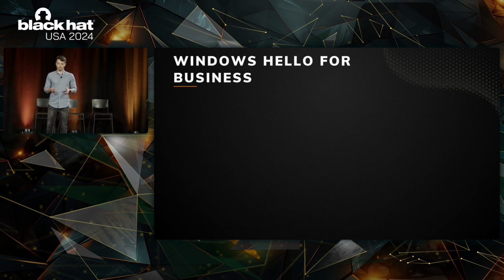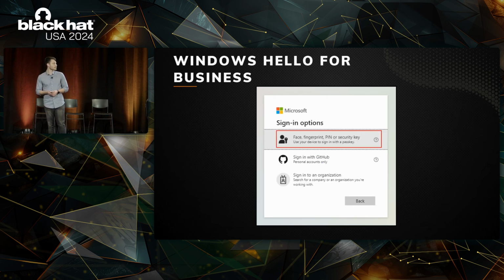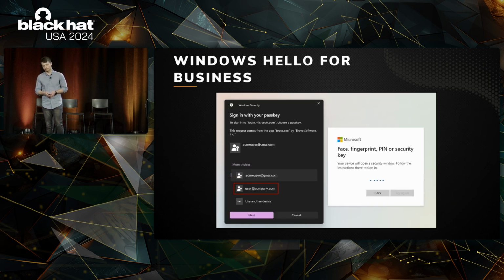It's the enterprise way. Basically, it allows you to use your local Windows Hello mechanism to authenticate to cloud applications. And it looks something like this. So when you go to the Microsoft portal to authenticate, you can click on the sign-in options, and then you can click on the box to authenticate using Windows Hello for Business.